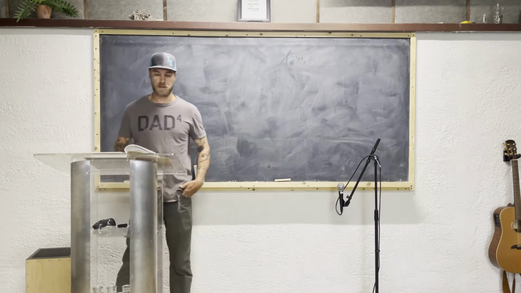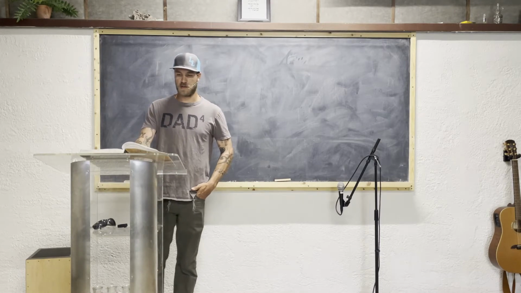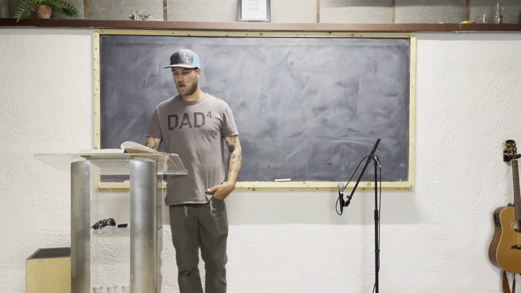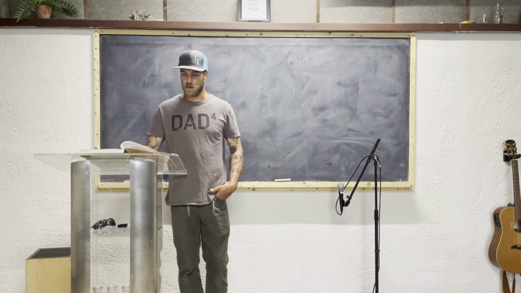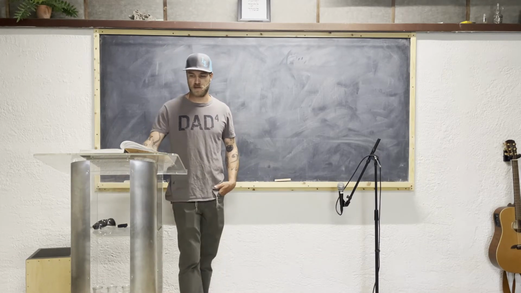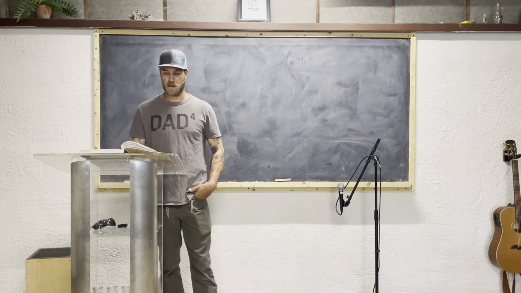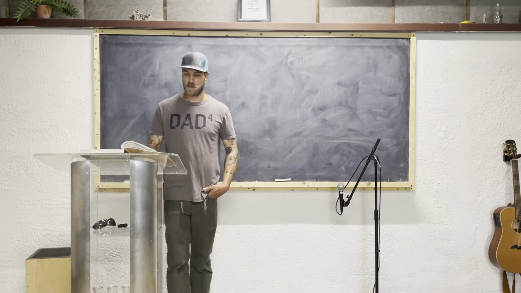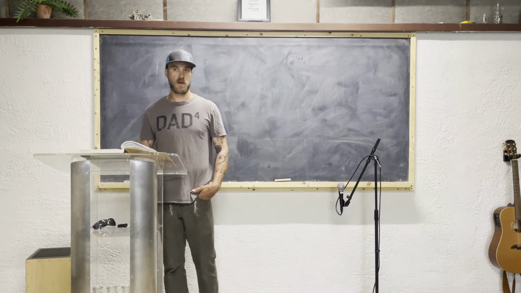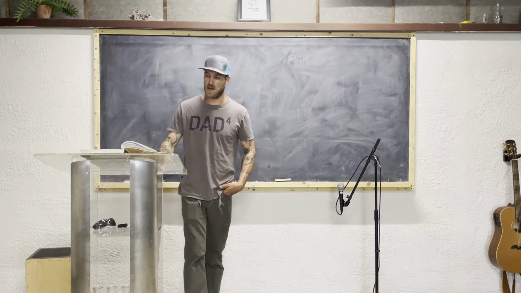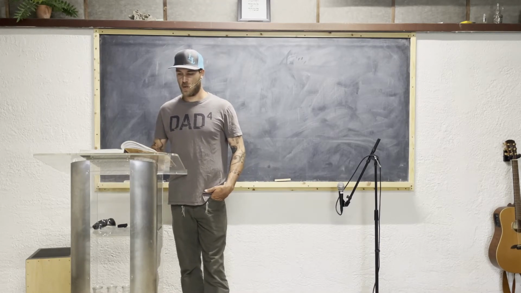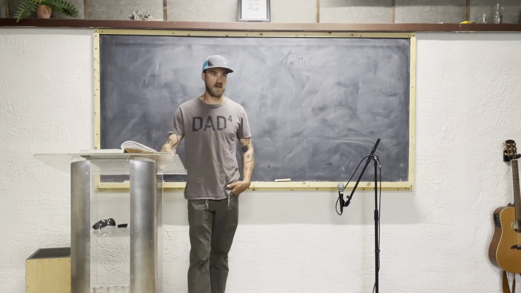The top of the left column is ad. It means until or as far as. Can mean a few other things. For now, we'll just say until or as far as. Im is with. And then we have the root for the word asa, to do or to make. The next word is kol. It means voice or sound.